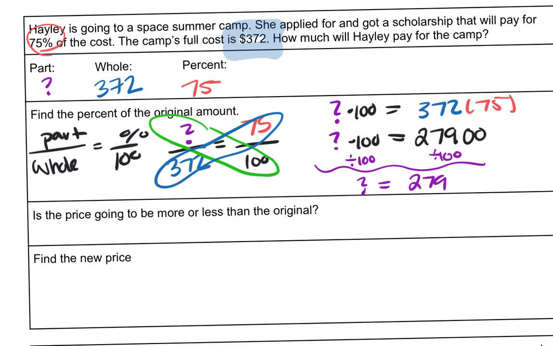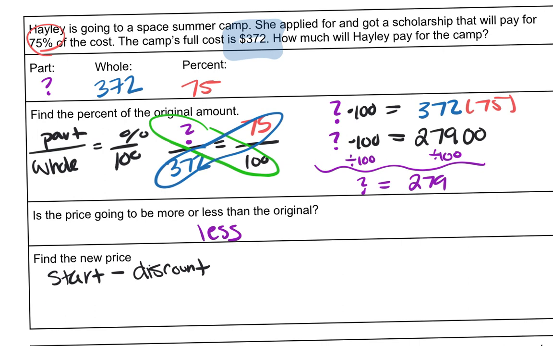So the scholarship will pay for 75% of the cost. That's what they cover, which means that what Haley has to cover is less, right? Someone else is taking care of that. So the price is going to be less than the original amount. So to figure out how much she pays, you take the starting amount minus the discounted amount.